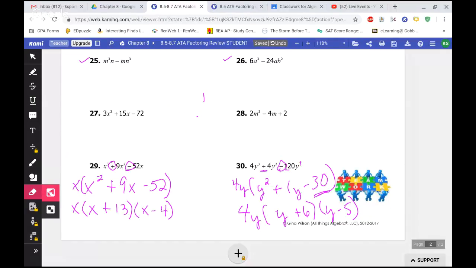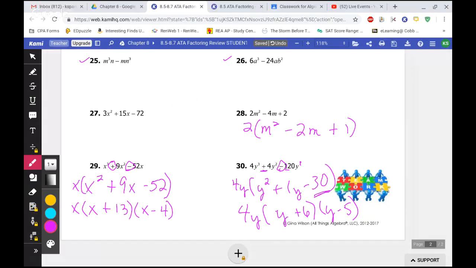Number 28. I'm looking at this, and the only thing I can take out of all three terms is the number 2. So I'm going to divide each one by 2. If I take a 2m squared and take a 2 out, it's going to leave me m squared. If I divide negative 4m by 2, I'm going to be left with negative 2m. If I divide 2 by 2, I'm left with 1, because 2 times 1 is 2. So now I've got a positive 1.